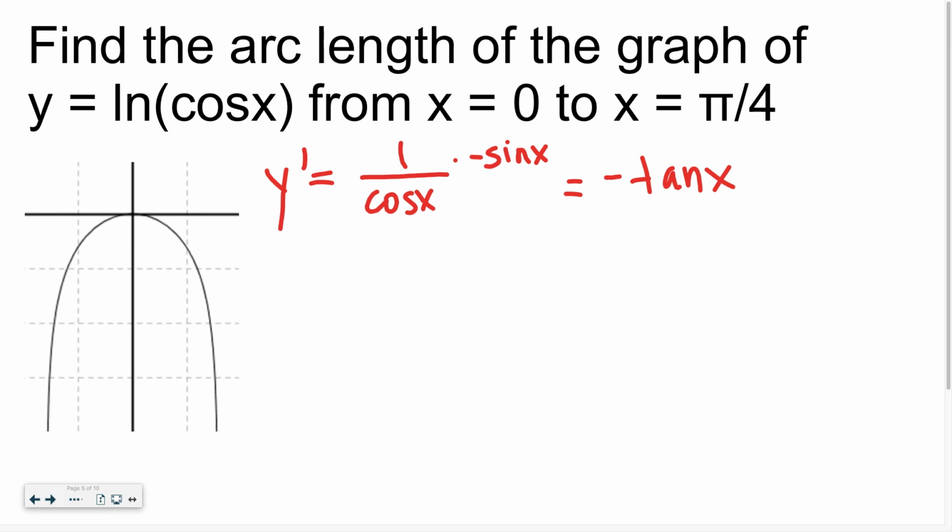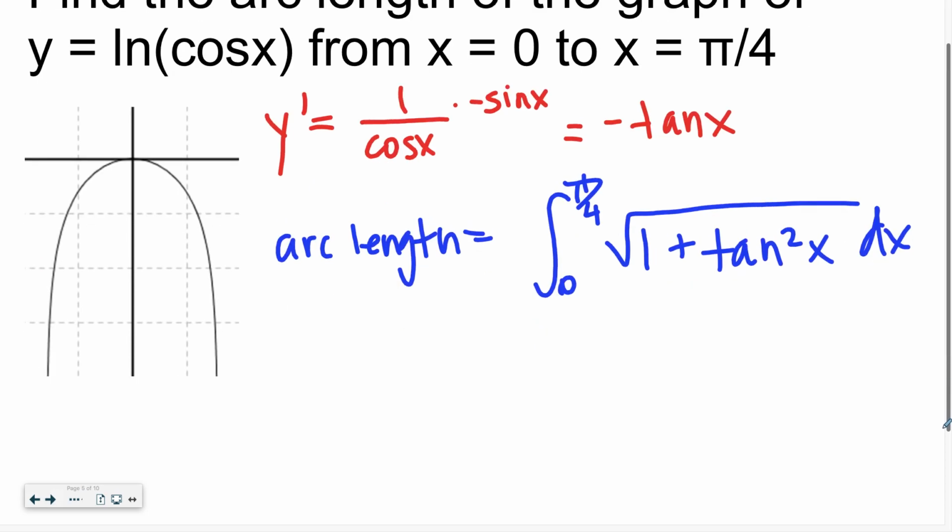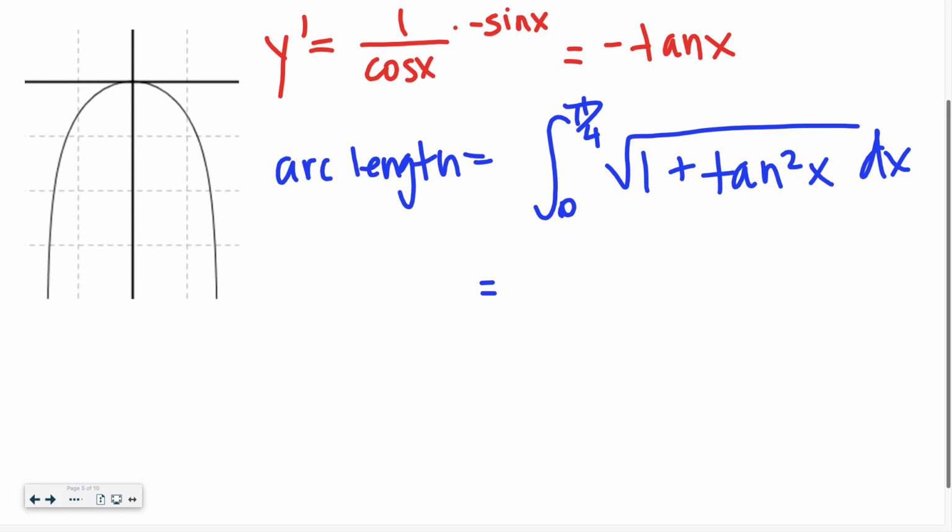Okay, now, why am I so excited about this? Our arc length from 0 to pi over 4 of the square root of 1 plus tangent squared x. Isn't that convenient? Super convenient. What is 1 plus tangent squared the same as? Cosine, no. Cotangent, nope. Tangent, nope. Let's just throw out these until we find one.